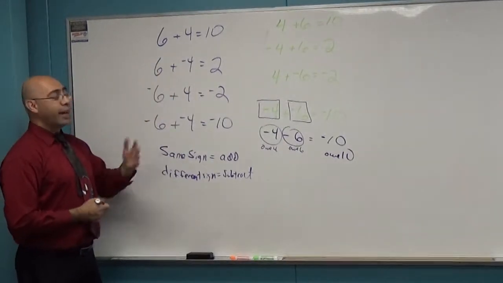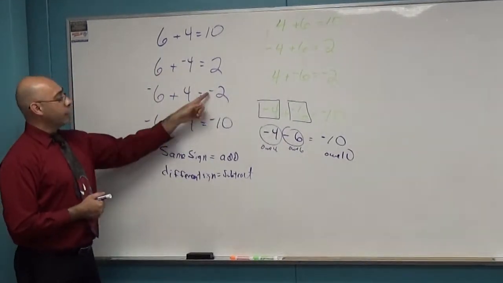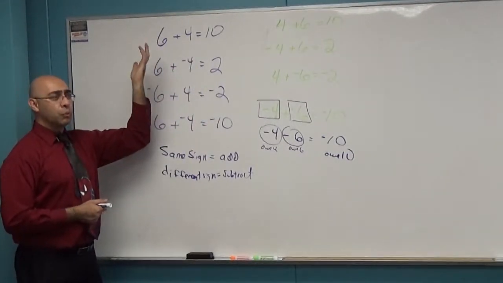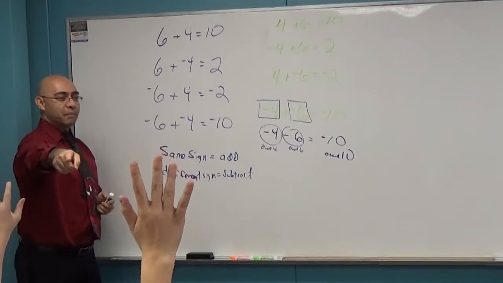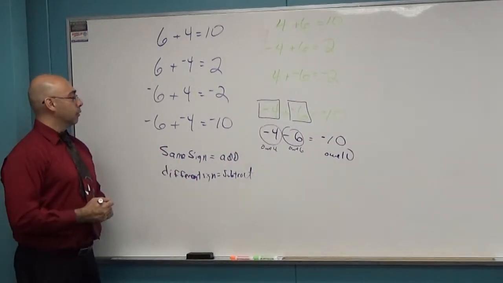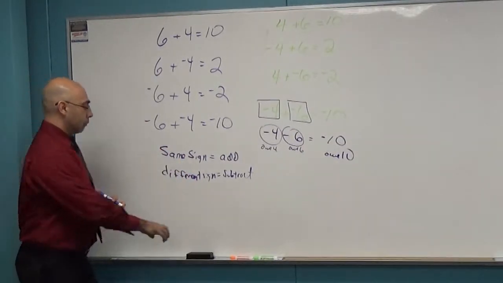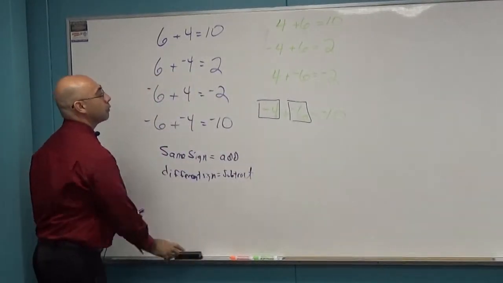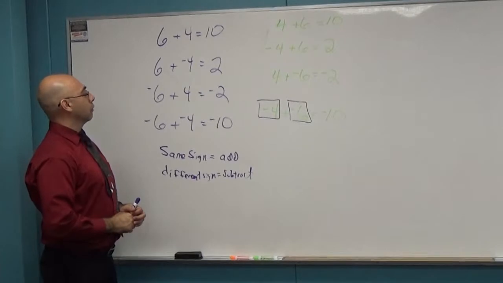Now the thing is, how do you know which sign to keep? Here, this is a negative 2. Here, that's a positive 2. Here's a negative 10. How do you know which sign to keep? Yes, ma'am. Because it says subtract, like when it shows a negative on the second one, when it says 6 plus negative 4, it says subtract 4.